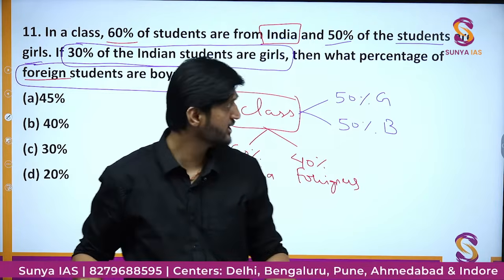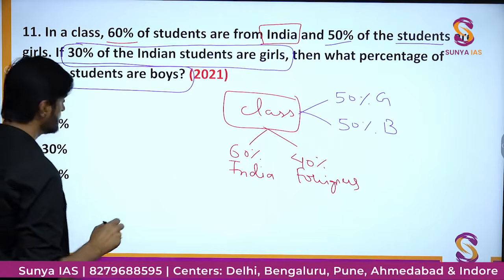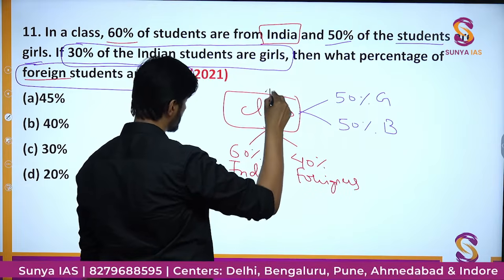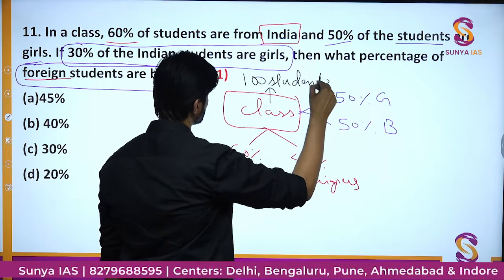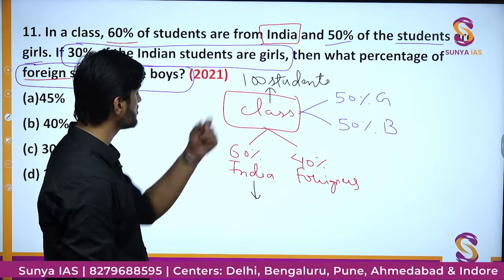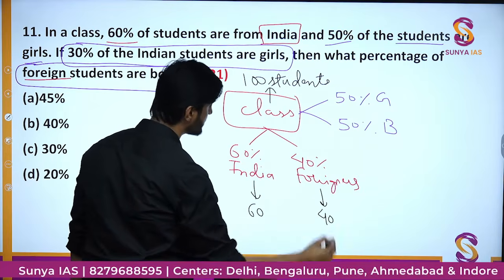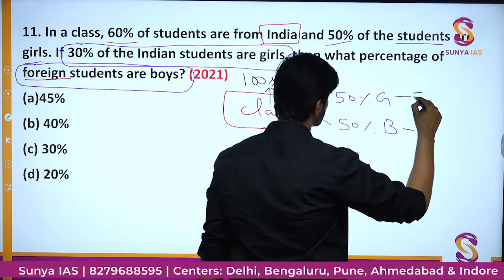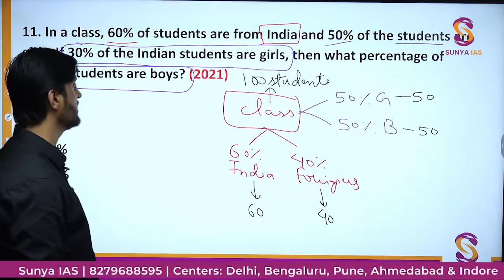So what we can do is that we can assume some number of the students. We can assume here the total number of students to be 100, right? And if total students are 100, Indian students are going to be how much? 60% of 100, that is basically 60 students are Indian, and therefore remaining 40 students will be foreigners. Similarly, 50% are girls and boys, so 50 students are girls and 50 are boys. That is the thing which we have now.